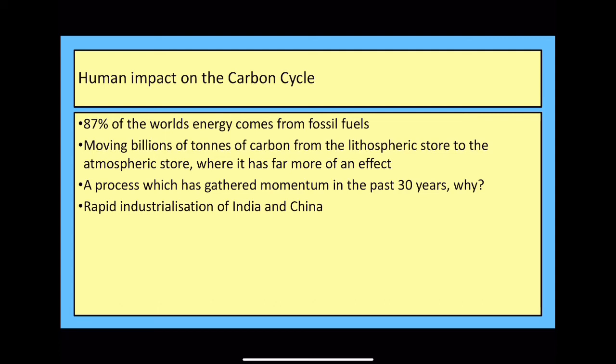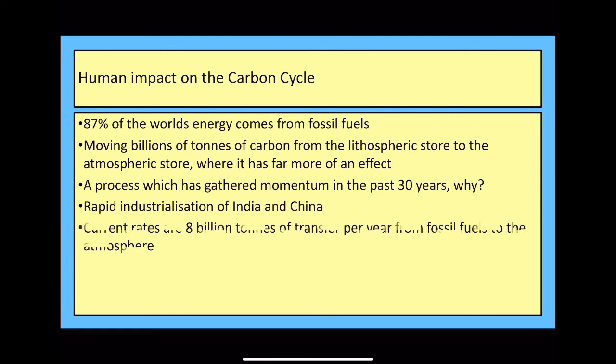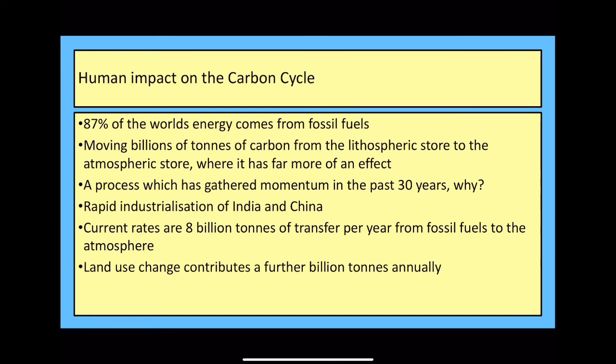So people are wanting to live a more middle-class lifestyle, eating meat, traveling by vehicle, traveling abroad, much more sort of energy consuming lifestyles than they would have done if they were living in agricultural rural areas, farming, things like that. So 8 billion tonnes of transfer from fossil fuels to the atmosphere each year. So it's a good figure to use, and a further 1 billion tonnes annually through land use change. We've talked about land use change quite a bit recently, and we're now at half the levels of forest cover than we were historically.